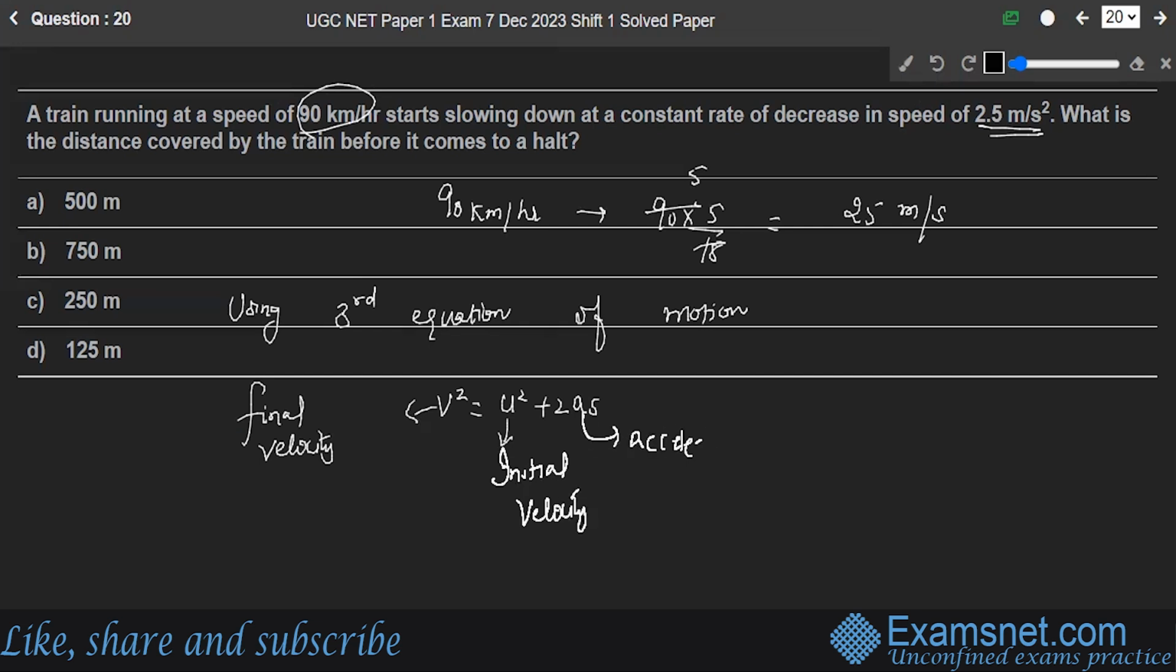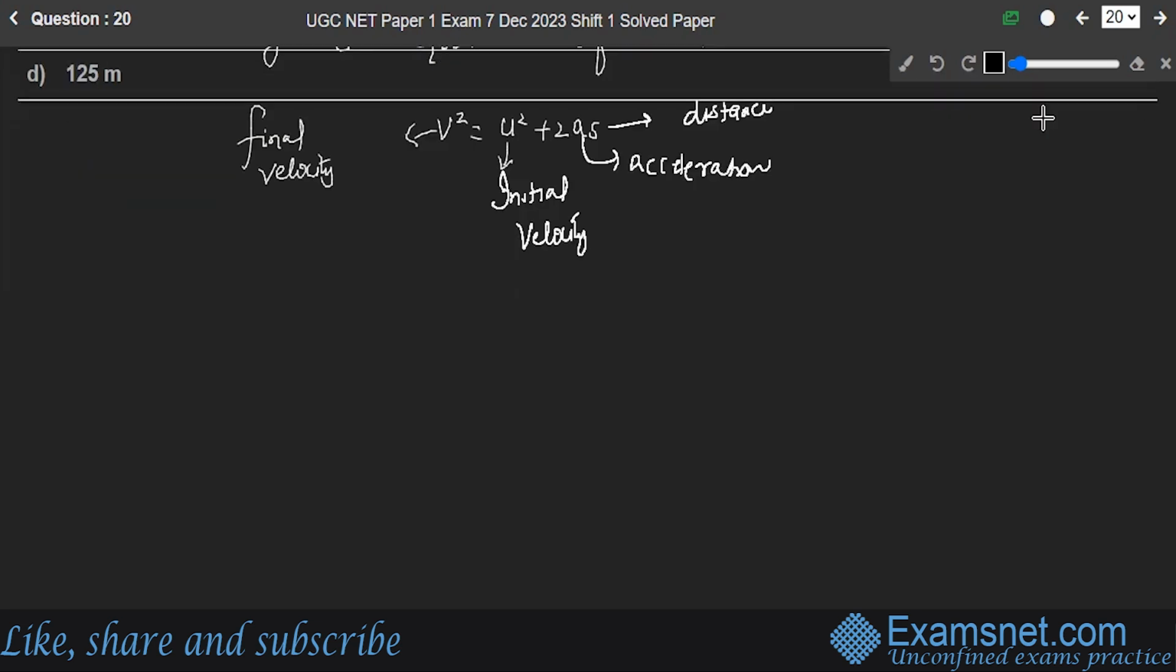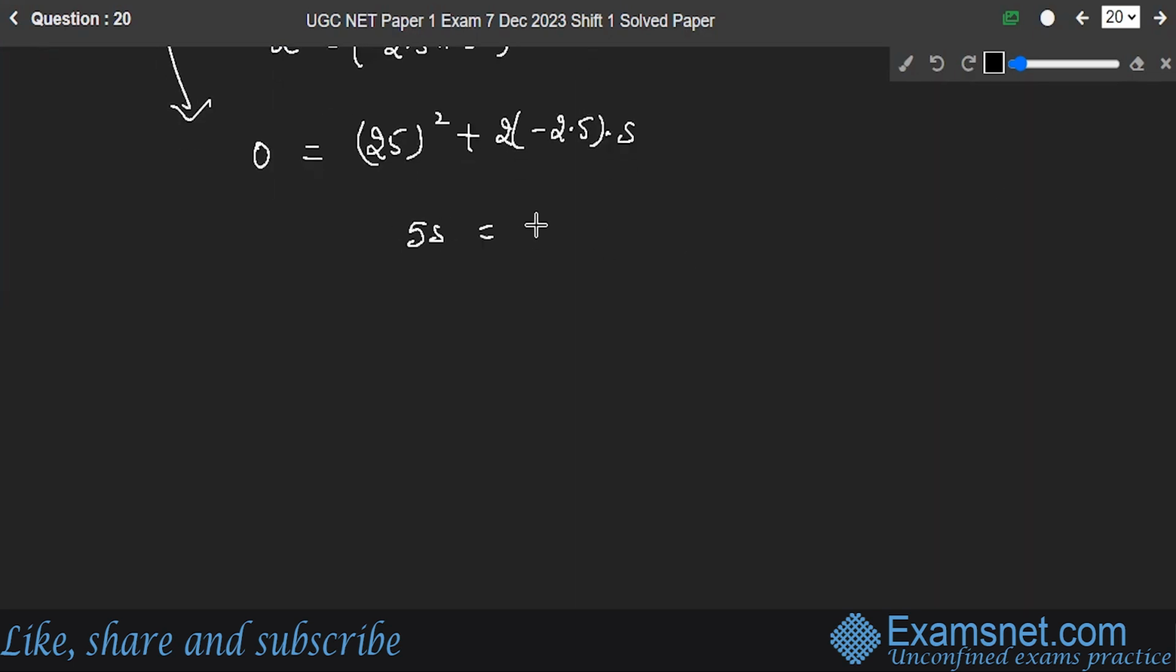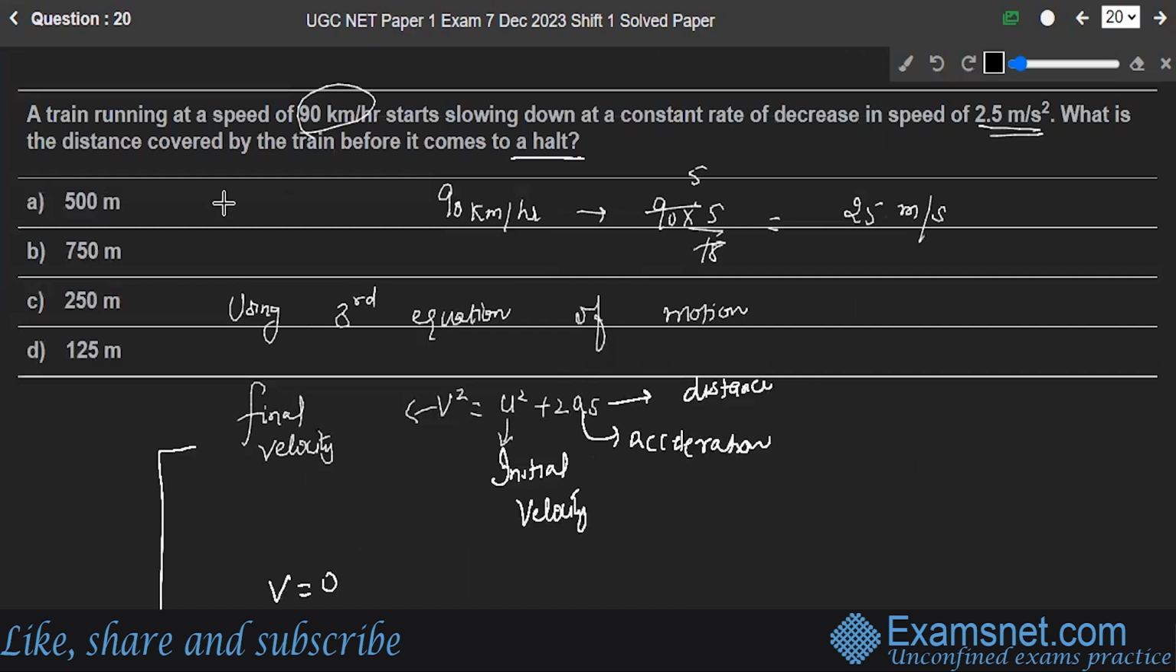And S is your distance covered, right? So it comes to a halt. That means the final velocity is 0. Initial velocity is, we just calculated, equal to 25 meters per second. Acceleration, you are given, this is minus because it is retardation. So acceleration is 2.5 meter per second square. Okay, let's use this formula. So you have 0 is equal to 25 square plus minus 2.5 into 2 into S, or that will be 5S is equal to 25 square, or the distance will be 125 meters. That's it. You have option D as the correct answer.